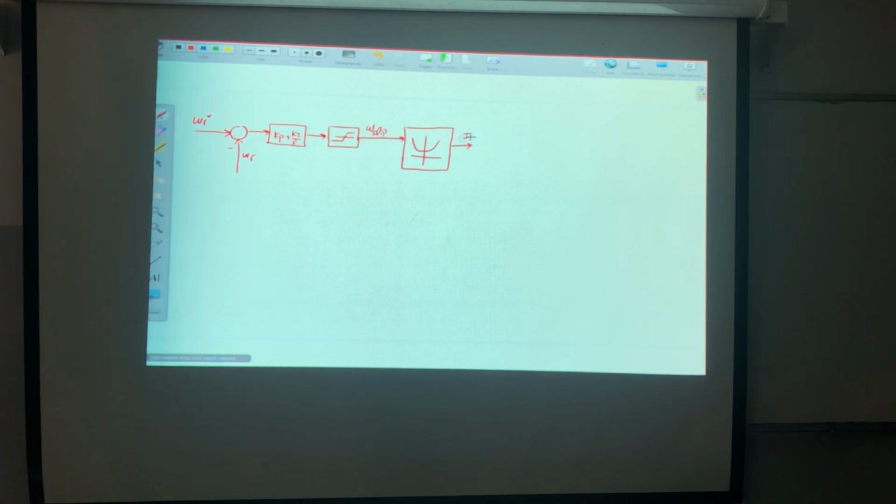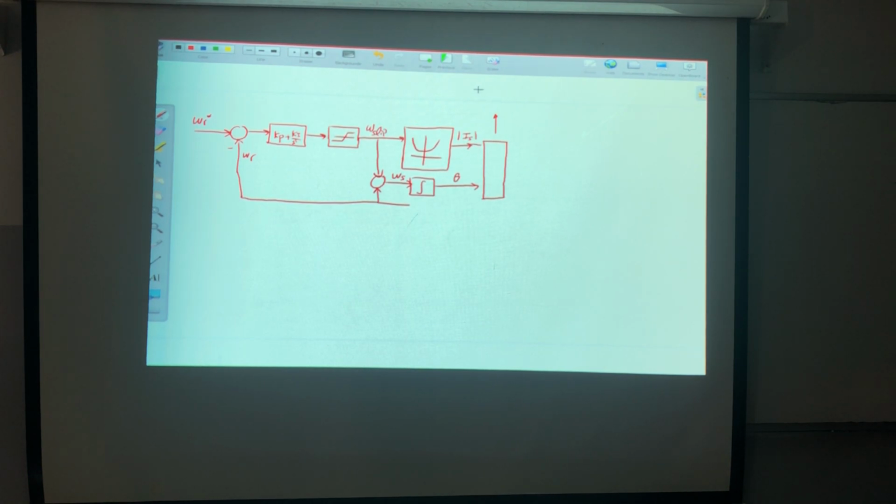IS as amplitude. Now if I add this to omega r, I will get the synchronous omega s. If I integrate it, I will get theta. Now I will build the current reference. So let's build it here.